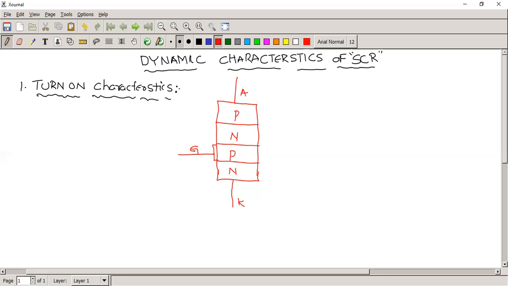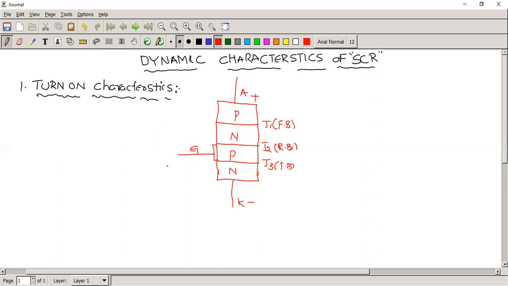To turn on the SCR, it has to satisfy two conditions. One is the device should be forward biased, ultimately anode is positive with respect to the cathode. When the device is forward biased, J1 and J3 are forward biased. This is forward bias. This is also forward bias. J2 becomes reverse bias. First, the device should be forward biased.